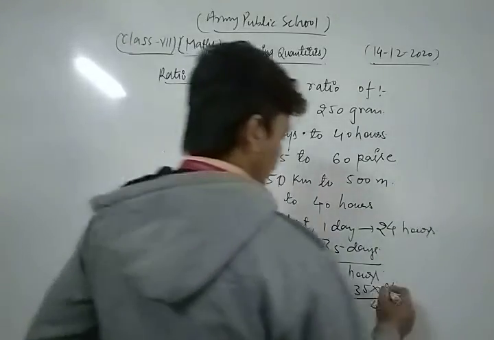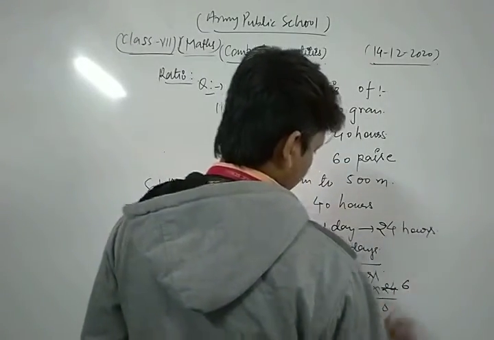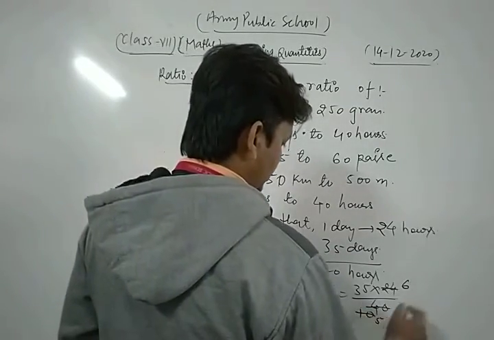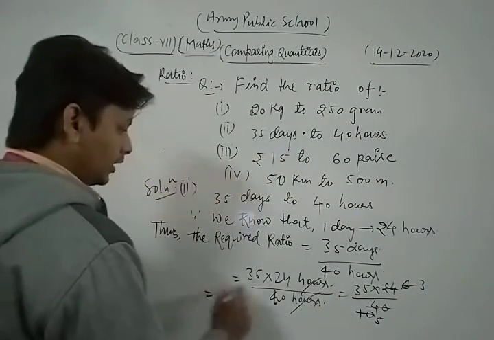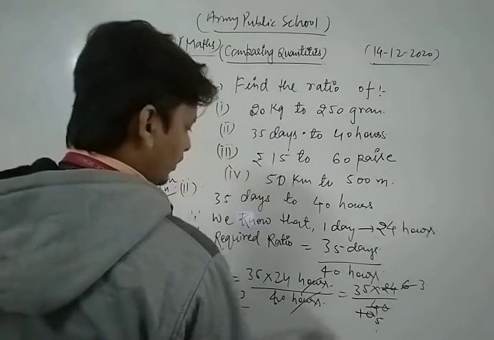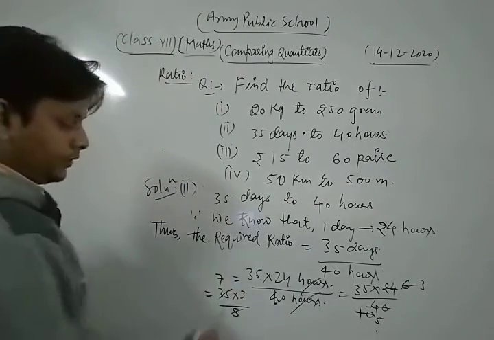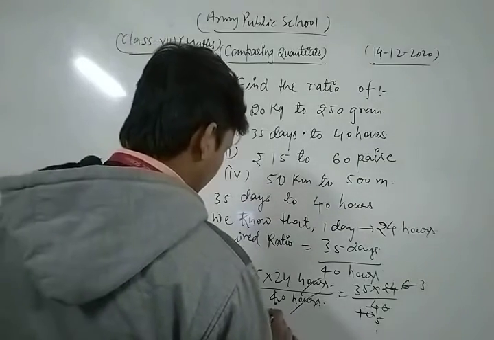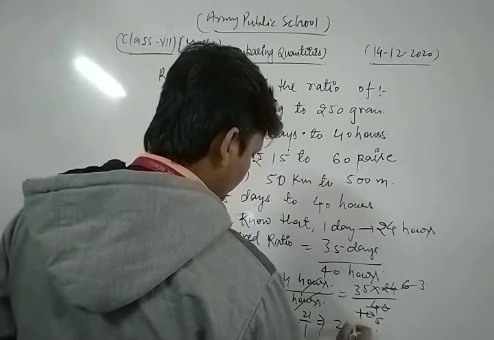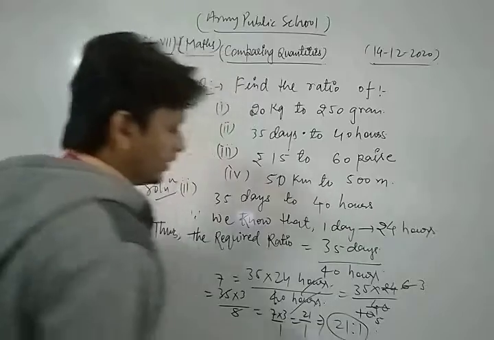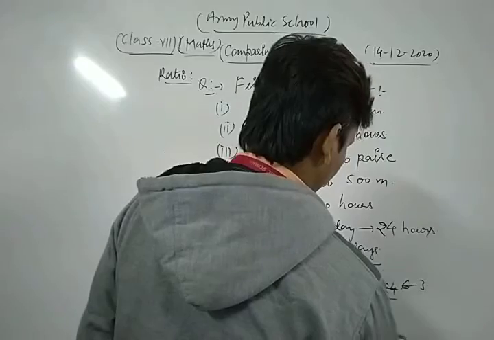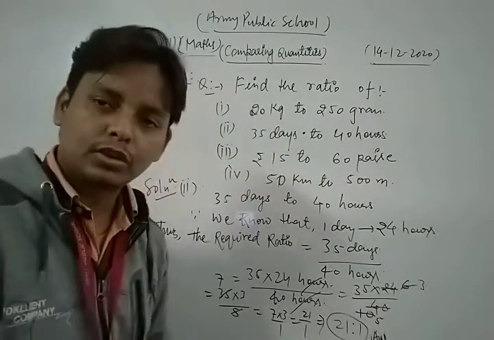Let's see, 6 4s are 24, 4 10s are 40, now 2 5s are 10, 2 3s are 6, so we get 35 into 3 divided by 5. Now 5 7s are 35, so we get 7 into 3 upon 1, that is 21 upon 1. Thus the required ratio is 21:1. So this is our required solution of the given question.